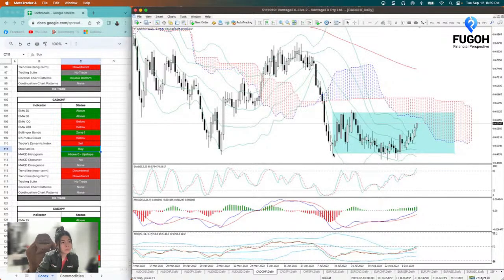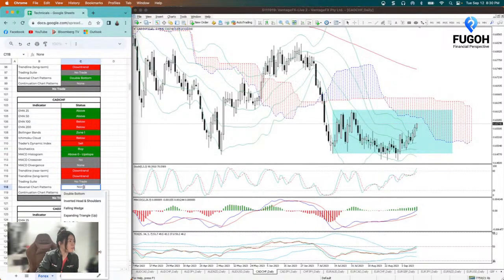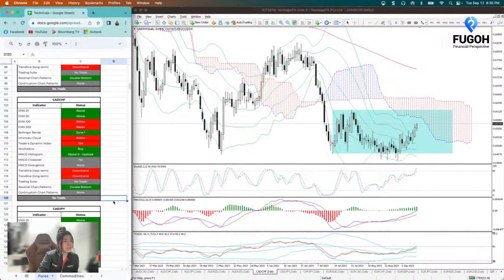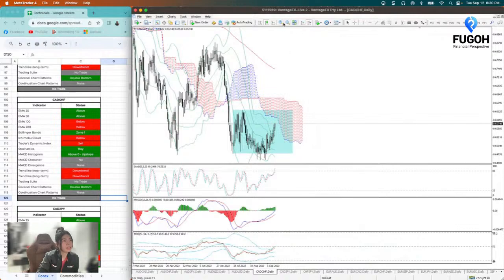This is the correct range, here to here, I guess. No, let's put it higher here. So we have a double bottom formation over here. Right, so where do we trade? Well, I think this is ready for another sell-off. I think.